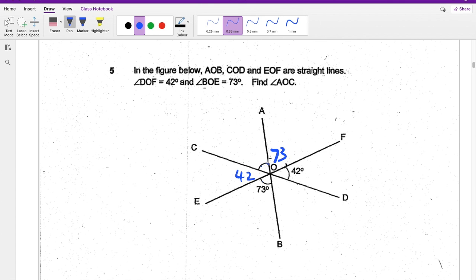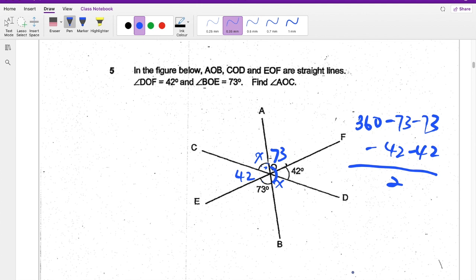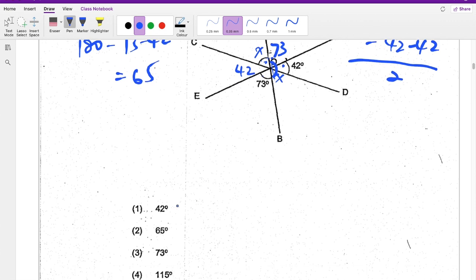For the AOC, we can use this angle x, which is the same as this one here. So what we can do is use the full circle, 360 minus 73 minus 73 minus 42 minus 42. After we get this, we divide by 2, which is the answer. Also, we see that this is a straight line, so this angle plus this angle plus this angle should sum to 180. So this x here, AOC, which is the same as BOD, is 180 minus 73 minus 42. The answer is 65. So the answer is clear, 65.